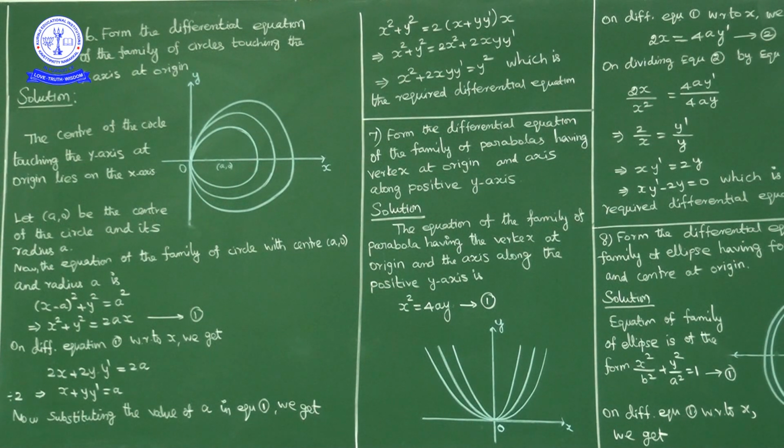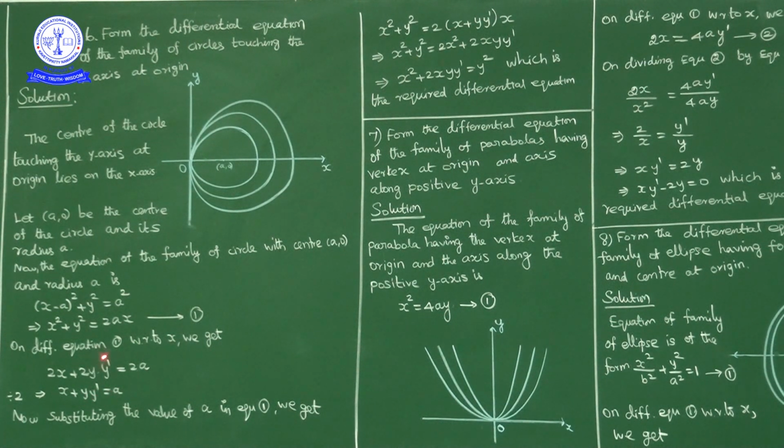Differentiating with respect to x: x square derivative is 2x, plus y square derivative is 2y into y dash, is equal to 2ax derivative, 2a. We cancel 2 on both sides. So we have x plus y dash is equal to a.